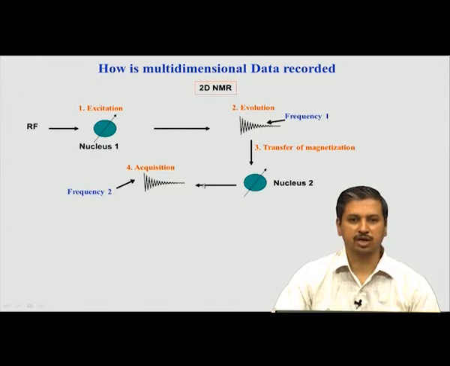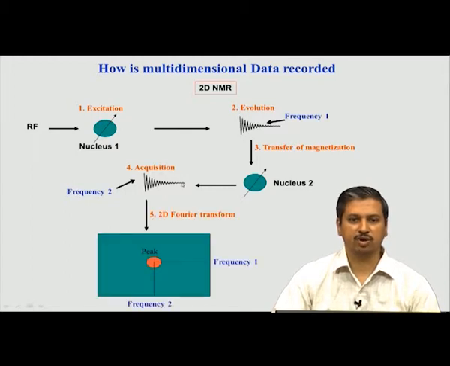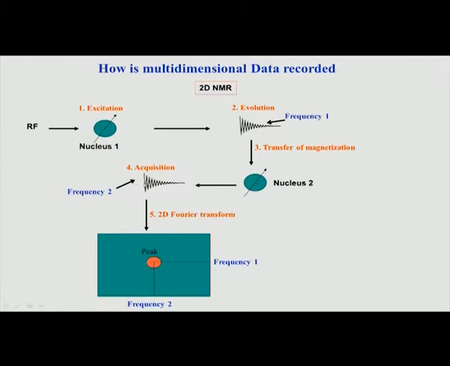So, mathematically we will see this a little bit later, but the idea here is that we are not directly detecting the FID here, we are indirectly transferring that to this one and then detecting this FID and doing a Fourier transform. So, when we do a Fourier transform now, we will not do a simple 1D Fourier transform like we did in 1D NMR, we will do a 2-dimensional Fourier transform. Why? Because this is also one time domain. When it was evolving it was also time, and then here also it is time.